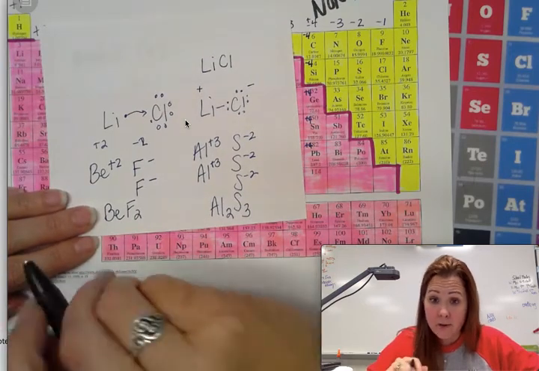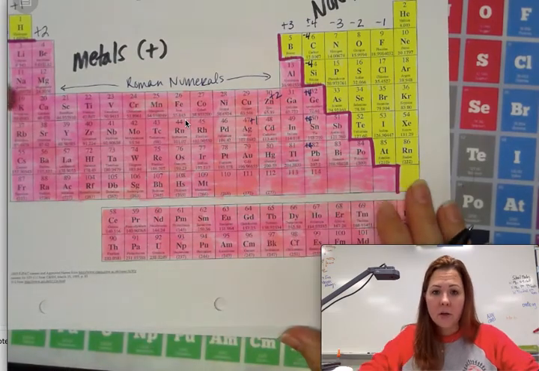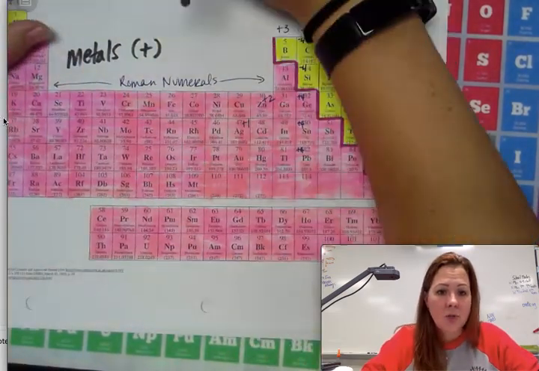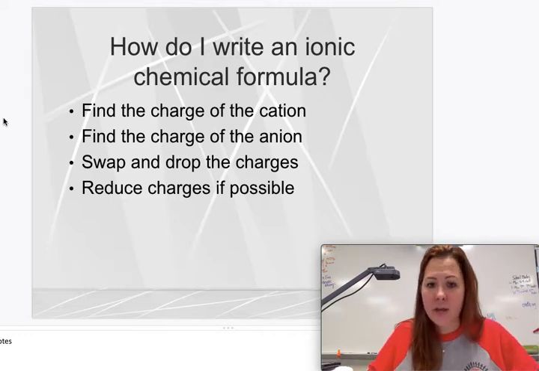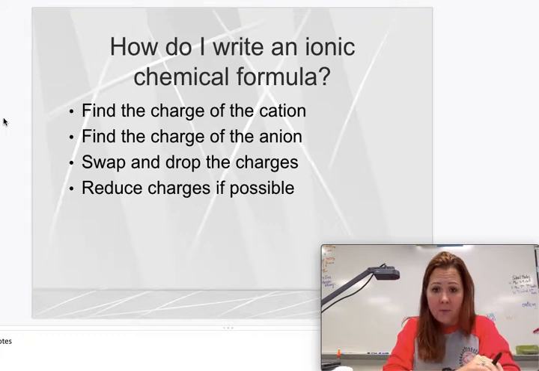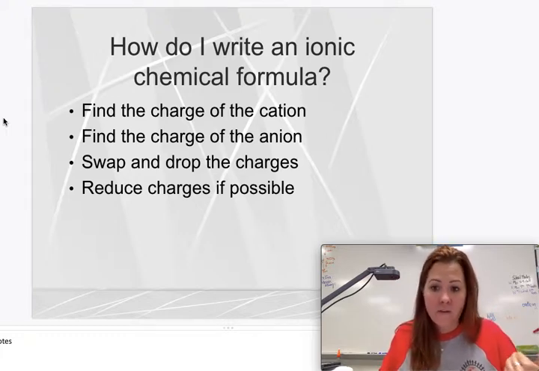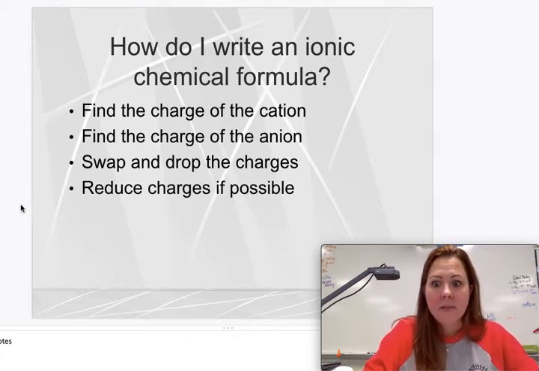Now the shortcut version to this is called swap and drop. And when we look at our swap and drop, what we're going to do is we're going to find the charge of the cation, the charge of the anion. We're going to swap the charges and drop them down. And then we have to reduce it if we can because it's the shortcut method, and sometimes that's necessary. And I'll show you an example of that.